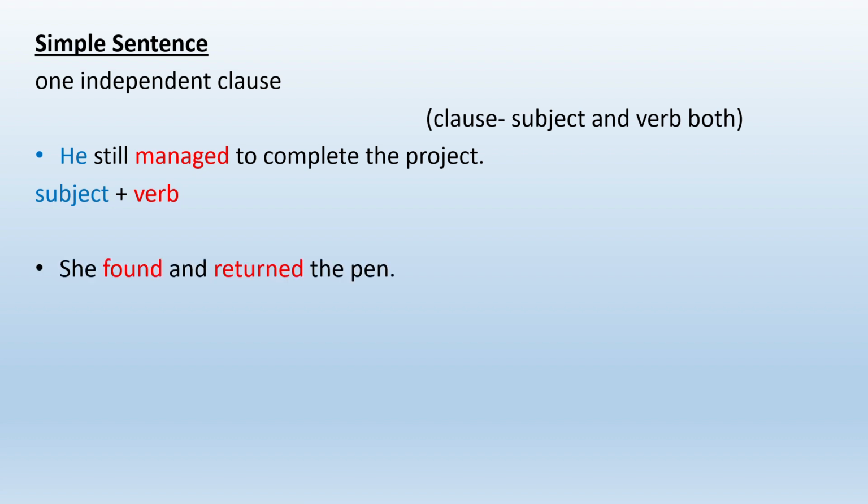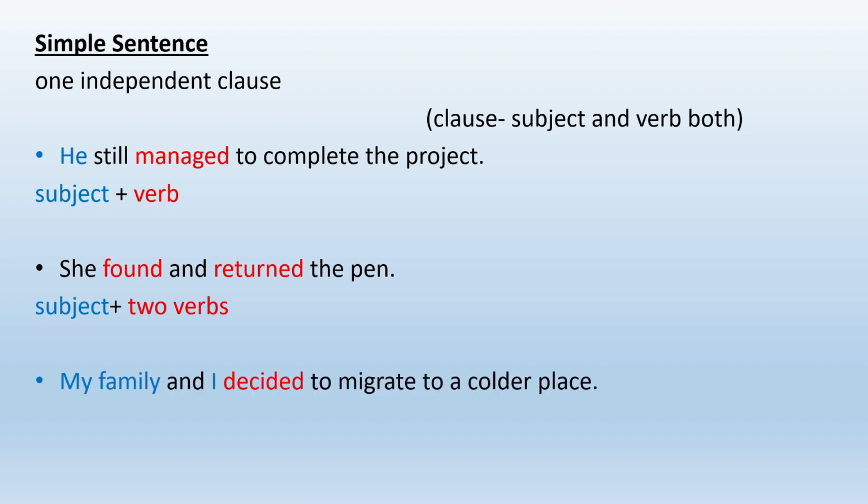It can work with one subject and two verbs as well. She found and returned the pen. One subject, she, and two verbs, found and returned. Similarly, a simple sentence can also have two subjects and one verb, like my family and I decided to migrate to a colder place. Two subjects, my family and I, and one verb, that is decided.